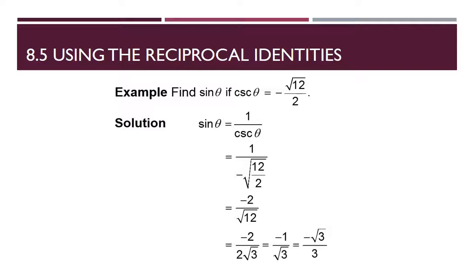And then what they did was they just kind of did a keep, change, flip on that, and simplified it. We have negative 2 over the square root of 12. Then they simplified the square root of 12. Remember, break that down. The square root of 12 is 4 times 3, 2 times 2 times 3, so the 2's are paired and they get to come out. So we have negative 2 over 2 square root of 3, which is negative 1 over the square root of 3. And then rationalizing, finally we get negative square root of 3 over 3.